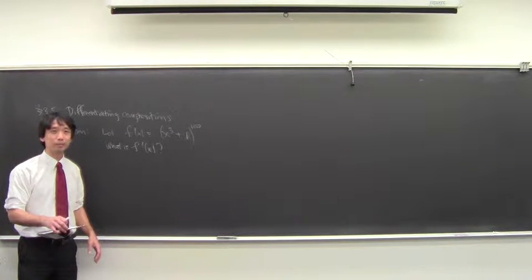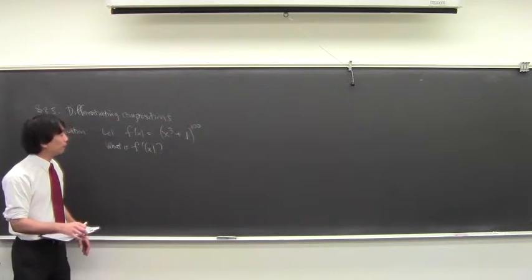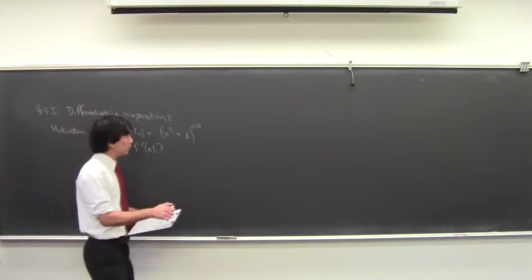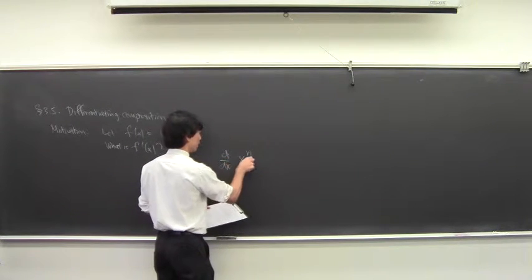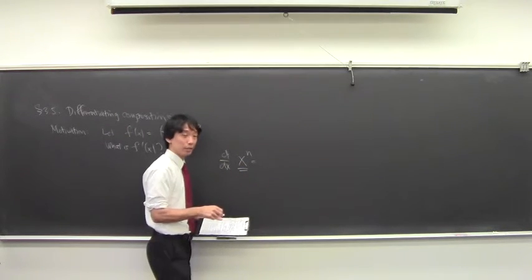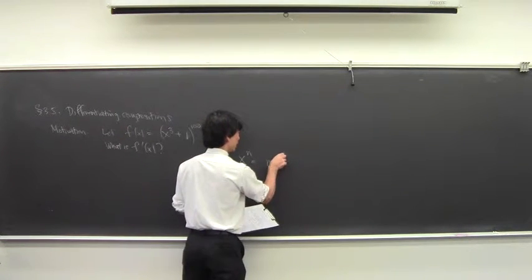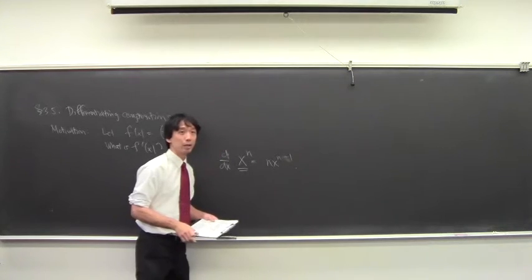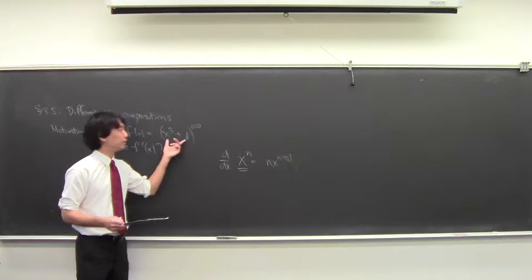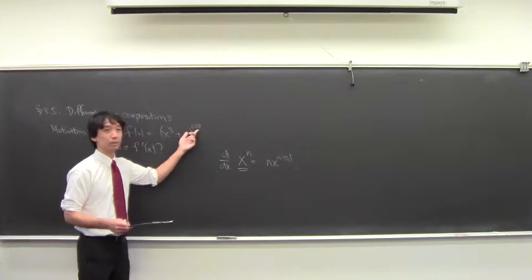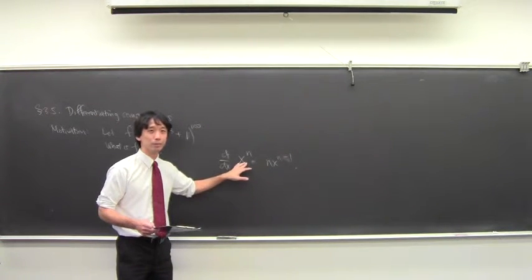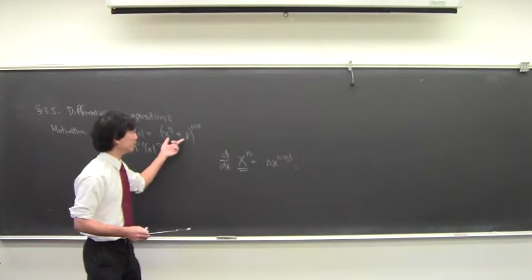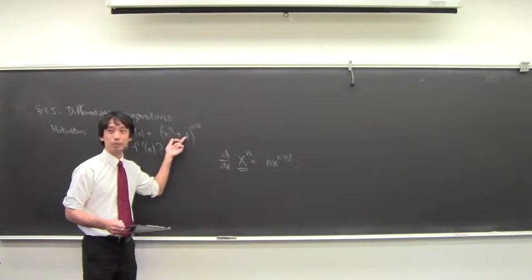Yeah, Becca. Use the power rule? Well, the power rule tells us that if you have x to a power and you differentiate it, you're going to get n x to the n minus 1. But that's not what we have here. We have something plus something to a power. The power rule allows us to differentiate monomials, but this is not a monomial, so no good.